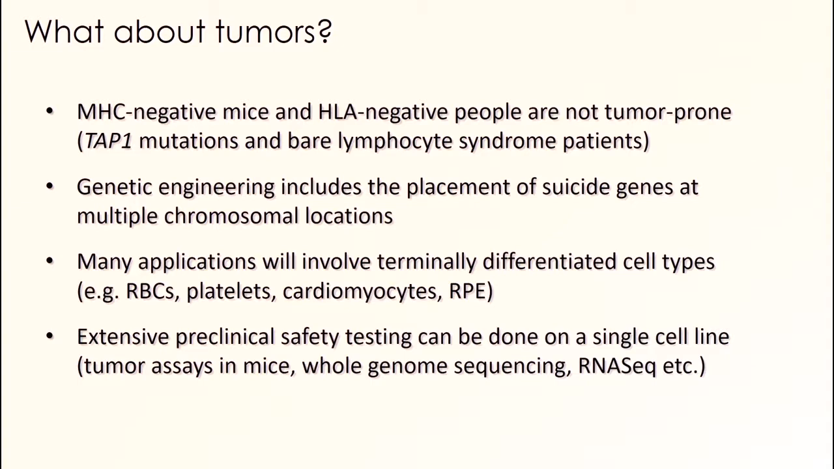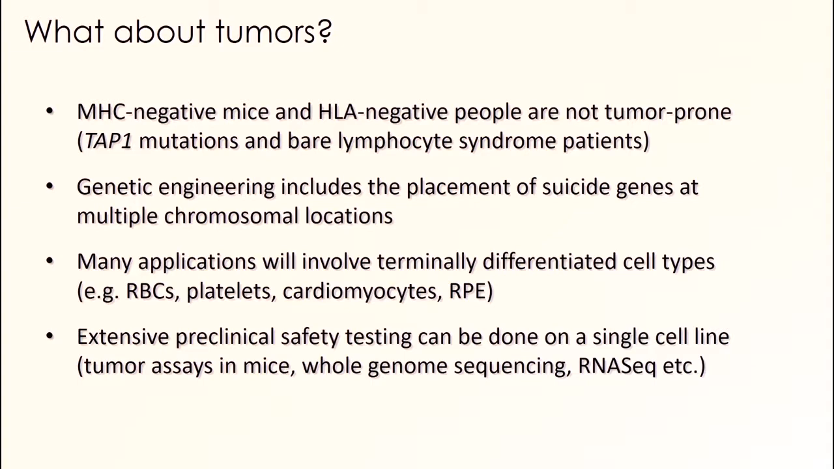First off, we know from mouse experiments, as well as from some people that have known mutations in class 1 and class 2 molecules, that they're not tumor prone. So you're not more likely to get a tumor if you lack these cells. But that doesn't deal with whether you can get rid of a tumor if it does form.